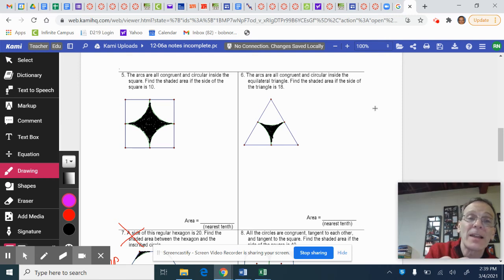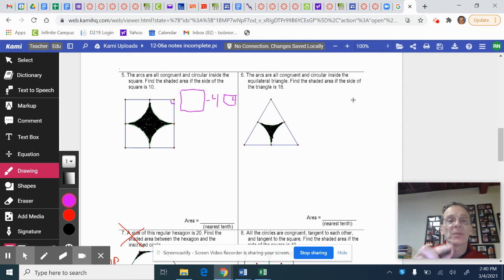Let's start by finding the area of that large square, that entire square, right? And then what do we have to subtract from that? We've got to subtract 4 congruent pieces, right? And each one of those pieces is a sector of a circle. This is a right angle up here in the corner of the square and a right angle in every other corner, right? So we've got 4 little sectors.